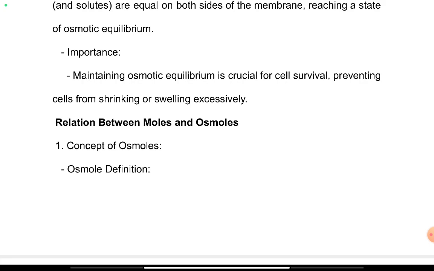So osmosis will occur in what direction? Osmosis will occur from the what? From the area of lower solute, in the interstitial and the intracellular space, into the what?